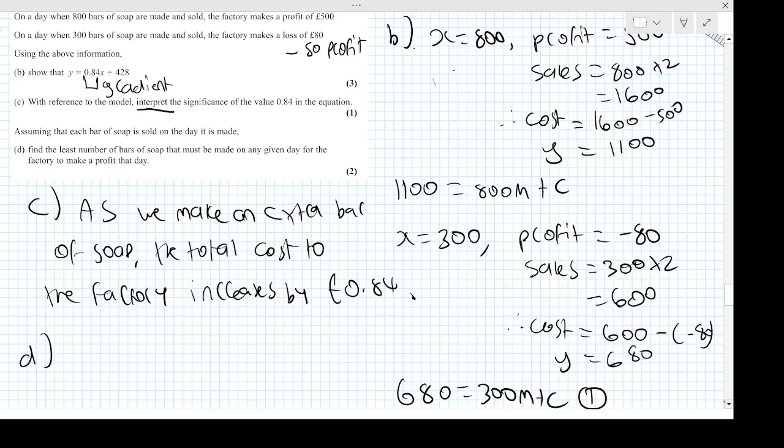Okay, so it's talking about for the factory to make a profit that day. So it's alluding to that idea of profit, sales, cost again. To make a profit that day, remember we can have negative profit. So you go from negative profit, and then you go to zero profit, then you go to positive profit. And sometimes we call that zero a break even. You might hear that, where a company just about turns from negative to positive profit. And that's what it's describing.